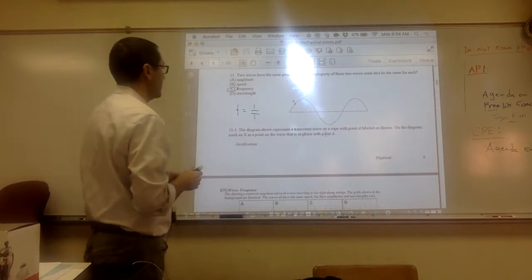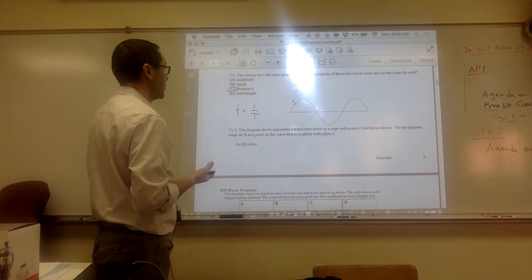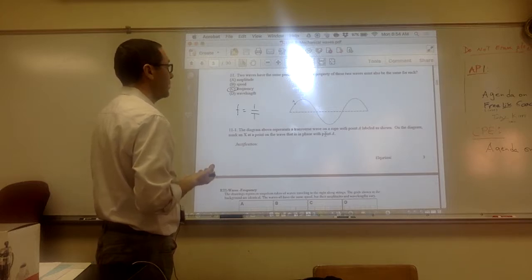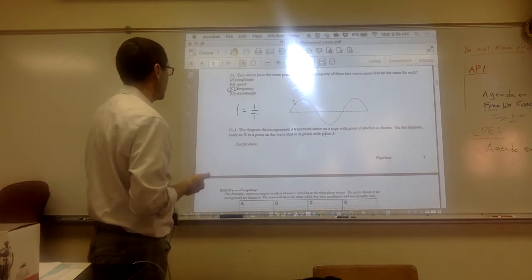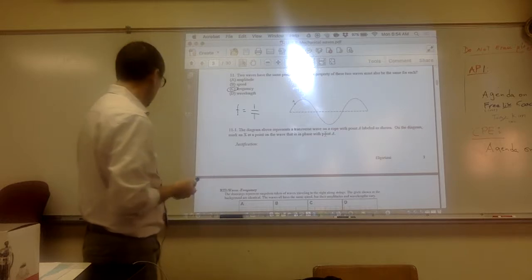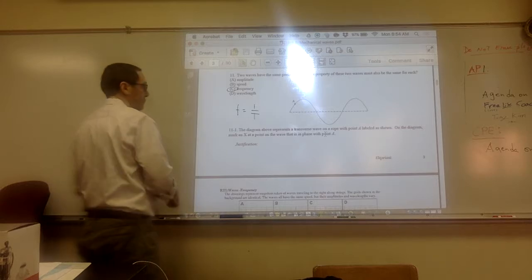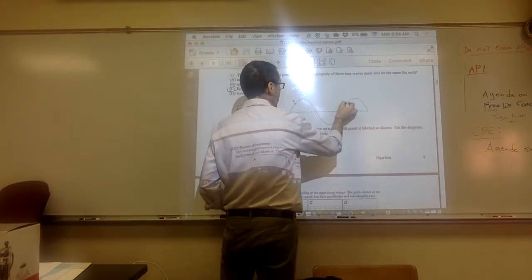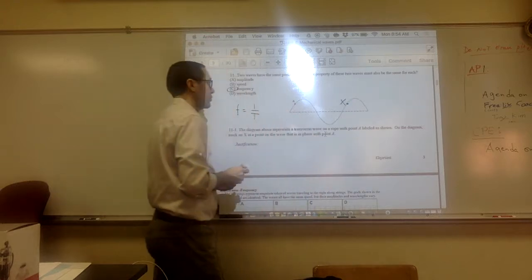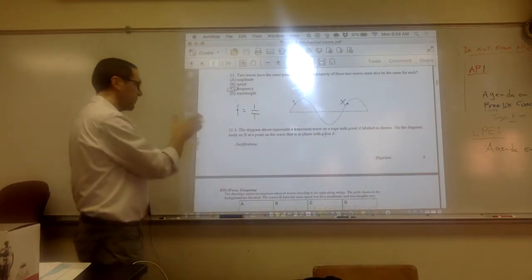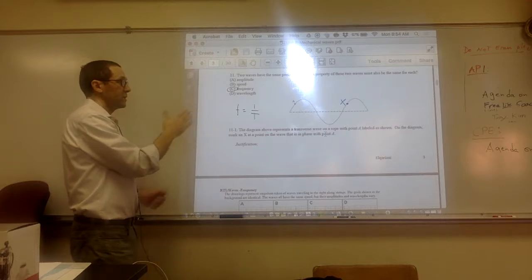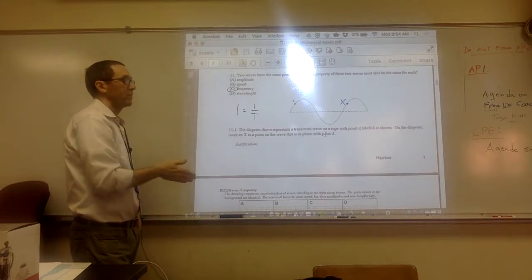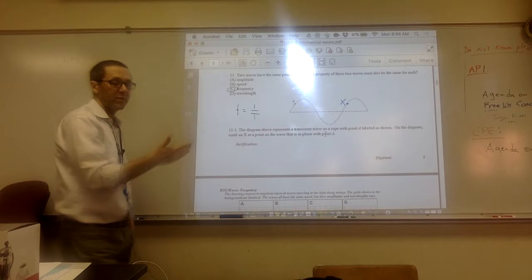The diagram above, number 11-1, represents a transverse wave on a rope with point A labeled as shown. On the diagram, mark an X at a point on the wave that is in phase. In phase means it looks similar. Okay, so if I have to do it, it will be this point here. So that's what in phase means. In other words, the difference between them is a multiple of a whole wave, or a whole cycle, or a wavelength.